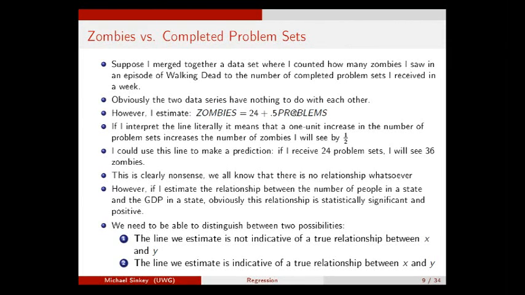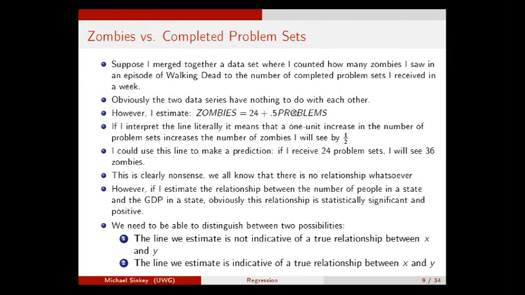I'll see 36 zombies. Now all of you are thinking, if you're listening to this, well, this is clearly a dumb idea. I should not be using the number of problem sets that I receive to estimate the number of zombies that I see in The Walking Dead. This is nonsense. We know there's no relationship between the two. However, if I estimate the relationship between the number of people in a state and the GDP of a state, there's going to be a relationship there.